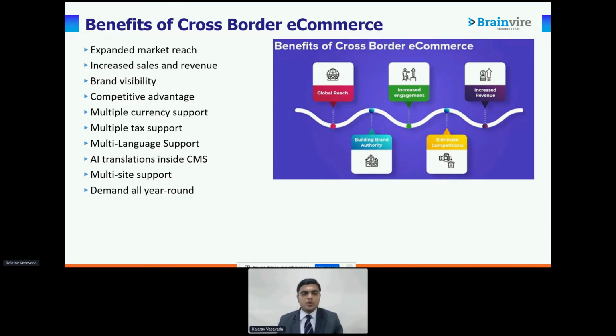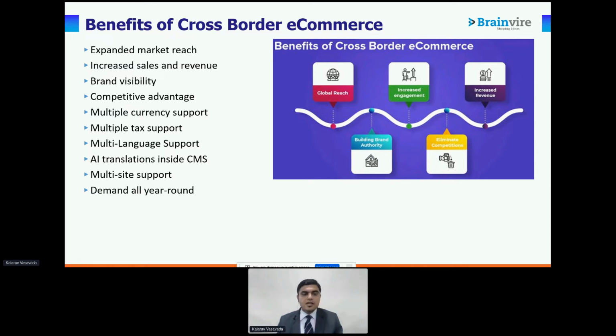Those who understand English, for them it would be fine, but there are many places in the world where customers are still not English techno savvy, and they would like to go with the local native language. So multi-language support in your website is a must in order to have cross-border e-commerce.